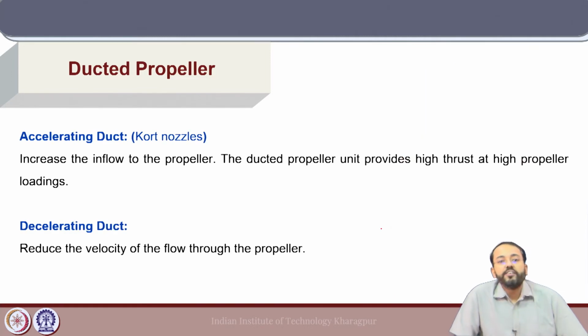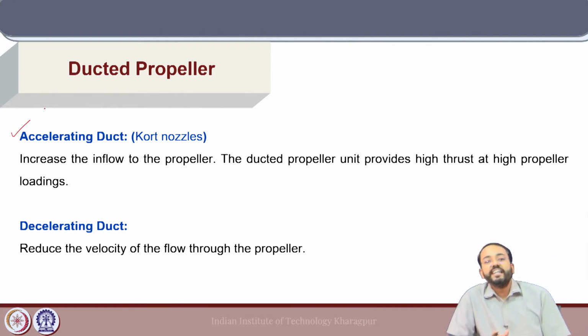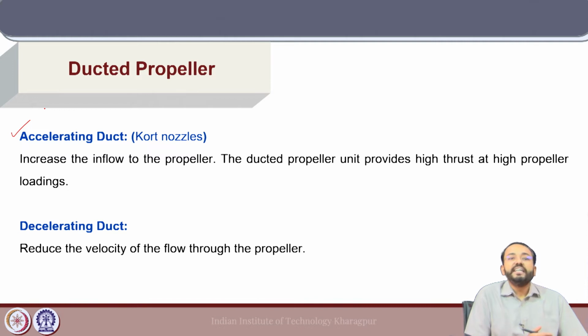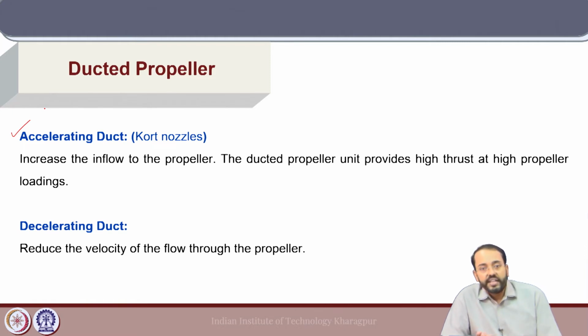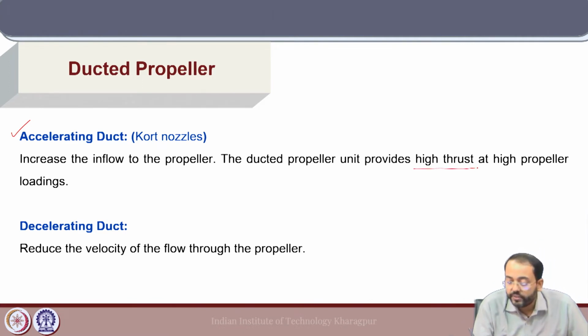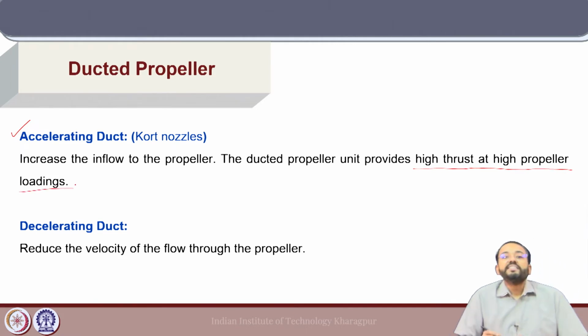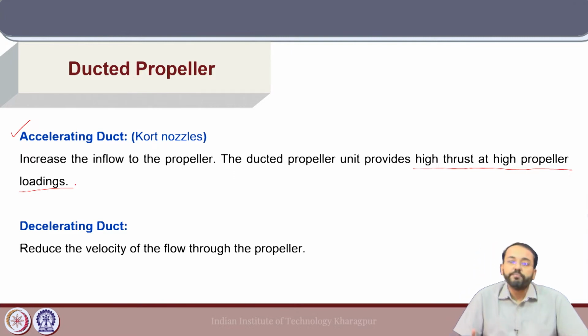There are two main design concepts for ducted propellers. The first one, which is most popularly used, is the accelerating duct, also called Cort nozzles. These ducts increase the inflow into the propeller. So, they accelerate the flow into the propeller, and in doing so, the ducts generate forces, a forward component of which is the thrust force, and in addition to the propeller force, they can provide high thrust at high propeller loading conditions. Hence, they are used for vessels like tugs, trawlers and other vessels which operate at high propeller loading, so that the high thrust requirement can be met.